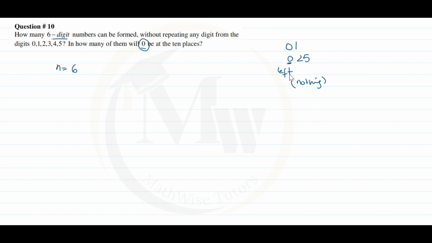So we need to focus on the case when the 0 is on the extreme left side, so the remaining would be the 5 that we need to arrange.